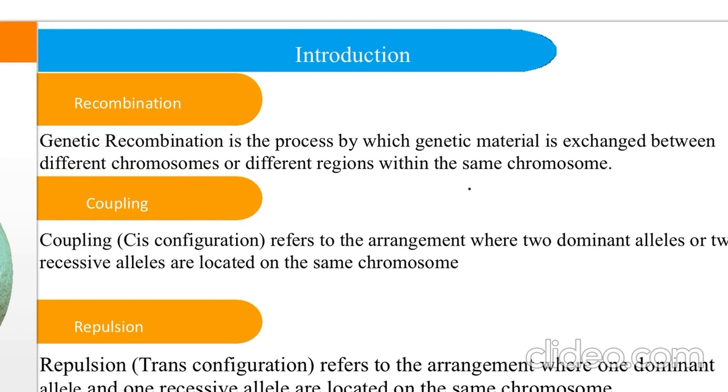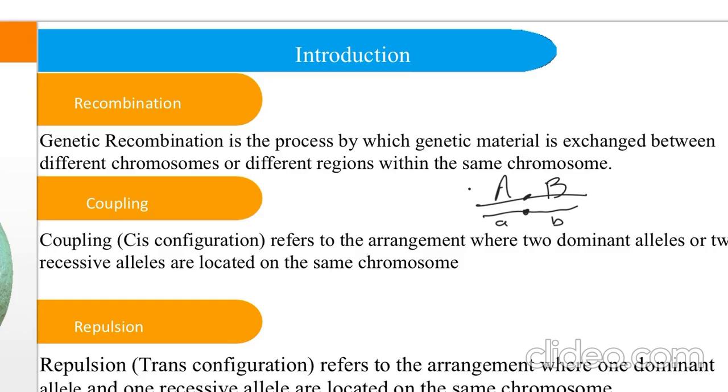So here is what we mean by coupling. Two dominant alleles, capital A, capital B, on the same chromosome, and small a and small b, the recessive alleles, on another chromosome.